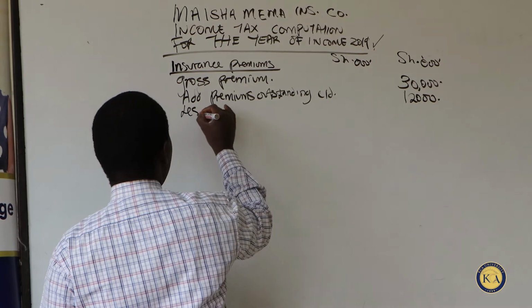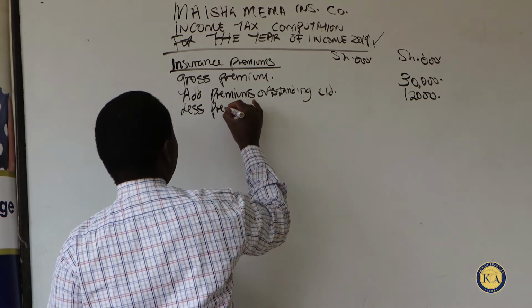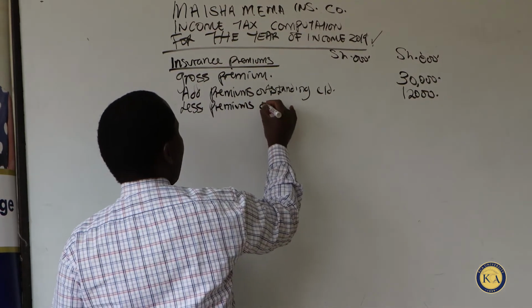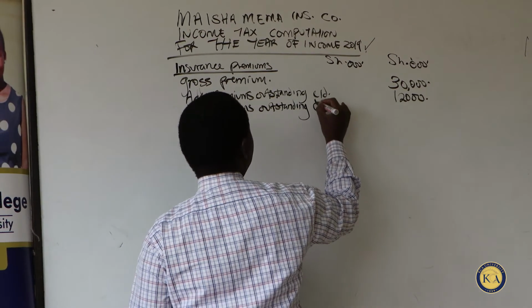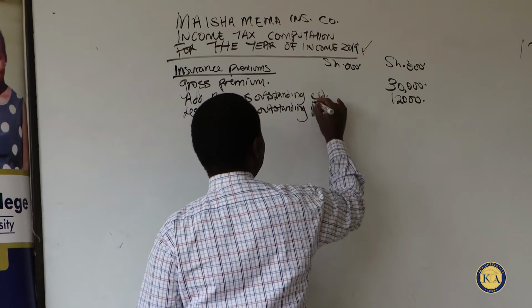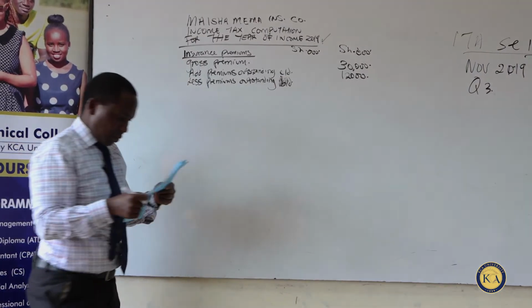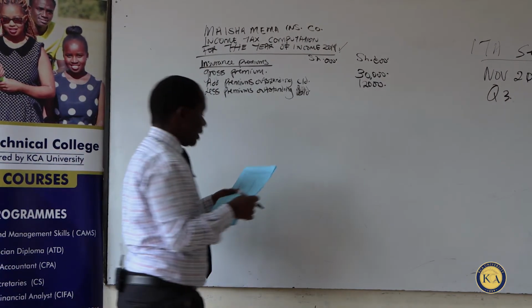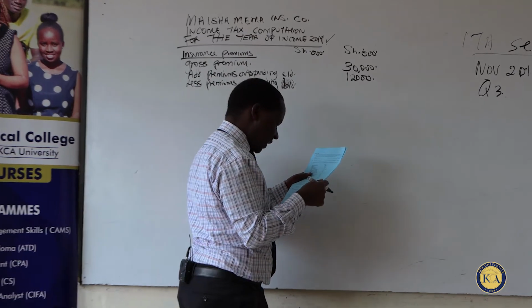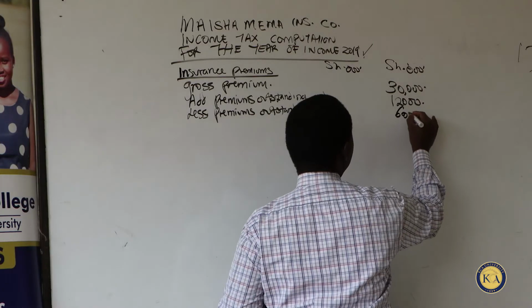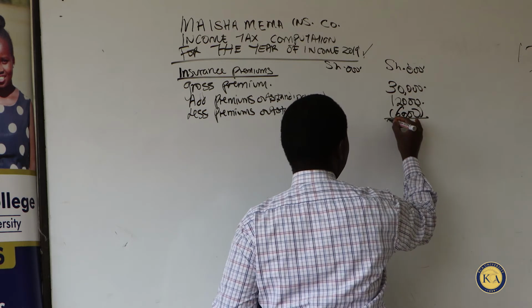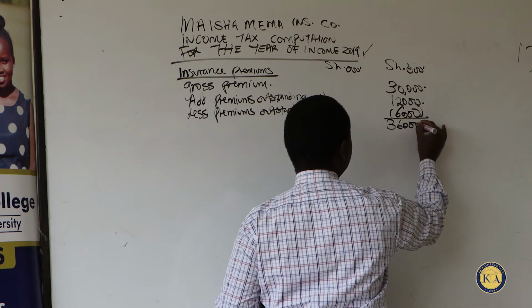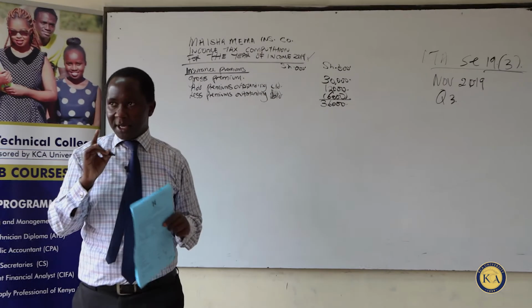Then we are going to less premiums outstanding brought down. That is at the beginning of the year. And what is provided here is 6,000. So we make this deduction and we derive here at 36,000. The premiums for the year.